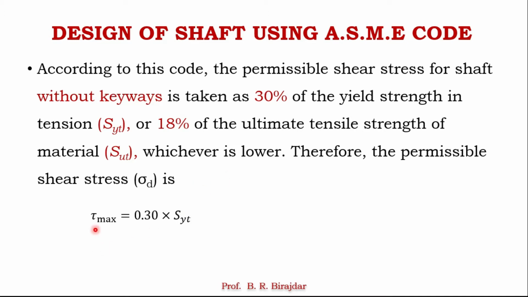So the maximum shear stress which we allow is 30%, that is tau max equals 0.3 times SYT, or tau max equals 0.18 times SUT, that is 18% of SUT. Or if you check the tensile strength, then it is 0.6 times SYT and 0.36 times SUT. So these are the permissible values of tau max or sigma t max when we use this ASME code.